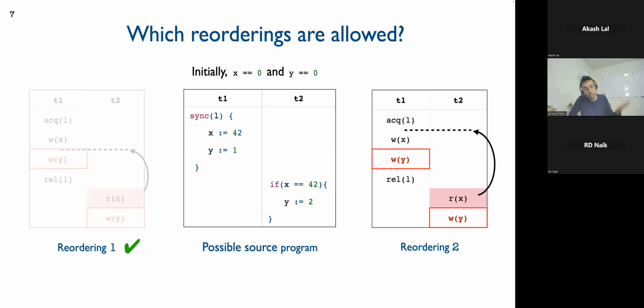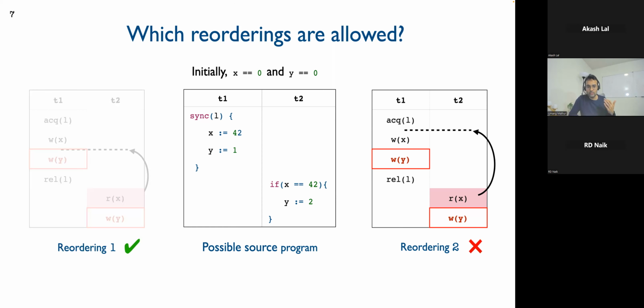If my goal was to detect a data race on the write of y and I do this reordering, it would mean that I read the value of x before it was assigned 42, which means I would be reading the value 0. And if that's the case, I would not even go into the conditional in thread T2. So in that sense, this is not a reordering that I want to look at.